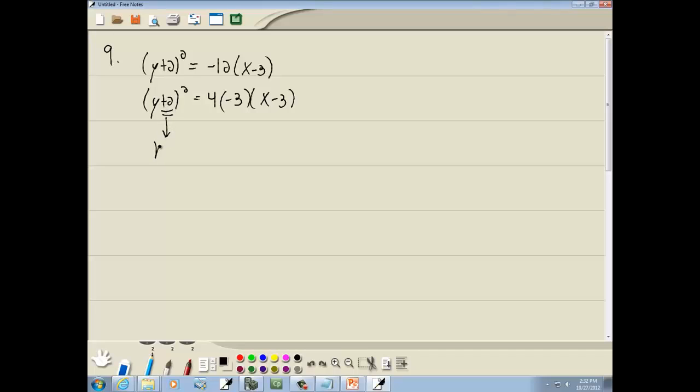So this is going to be our k, and it's going to be opposite sign, so that's -2. This is our h, and it's opposite sign, so it'll be 3. And this is our p, and it's the same sign, so p is -3. Okay, our vertex is h, k, which is 3, -2.